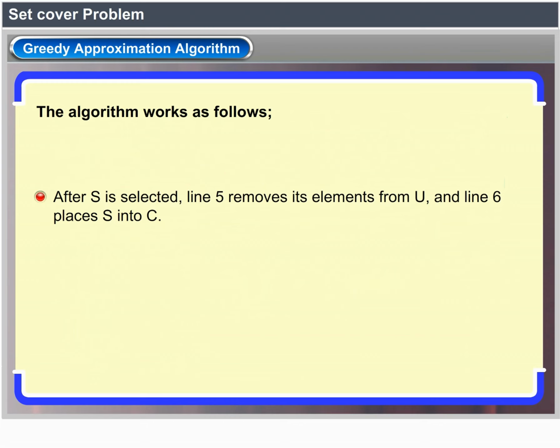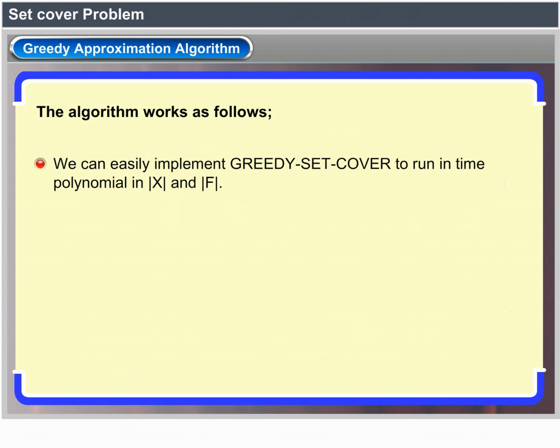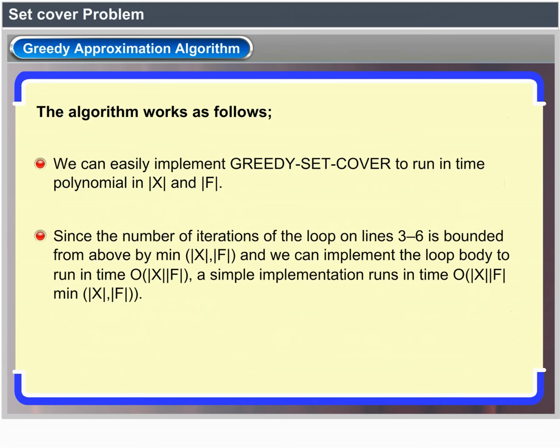When the algorithm terminates, the set C contains a subfamily of F that covers X. We can easily implement greedy set cover to run in time polynomial in |X| and |F|. Since the number of iterations of the loop on lines 3 to 6 is bounded from above by min(|X|, |F|), and we can implement the loop body to run in time O(|X||F|), a simple implementation runs in time O(|X||F| min(|X|, |F|)).